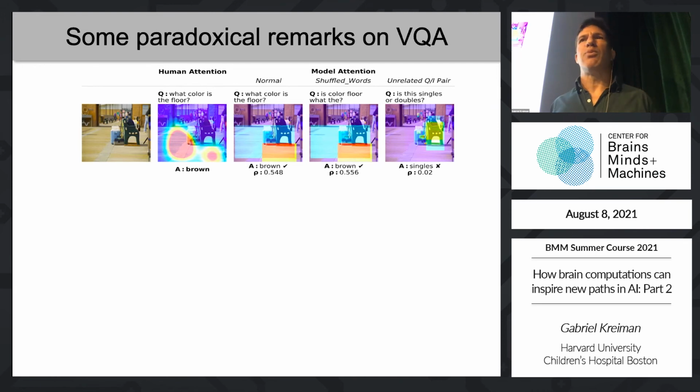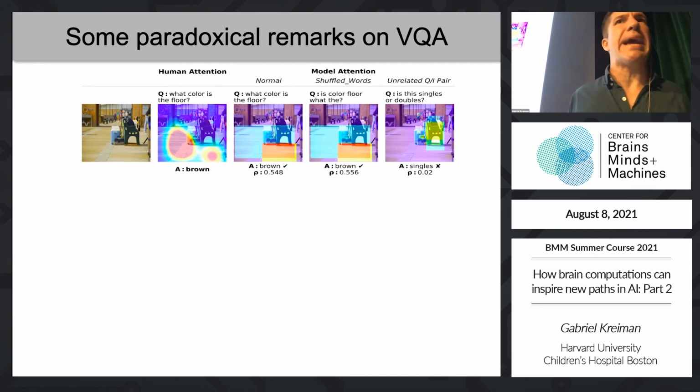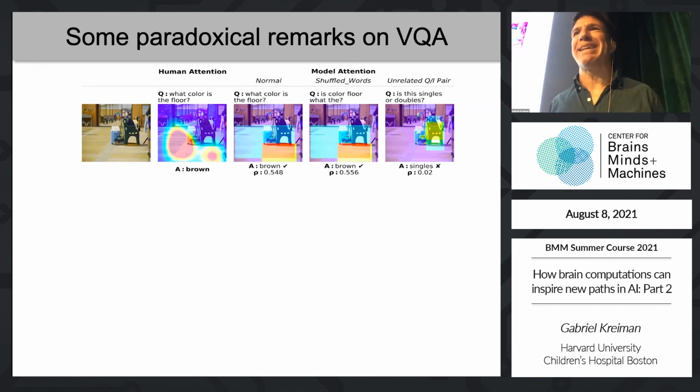So for many of what we think are the most exciting VQA answering algorithms, you shuffle the words, or you remove some of the words, and nothing happens. You get basically the same answer, you get the same attention. I don't think these models really understand much of what's going on in the image.